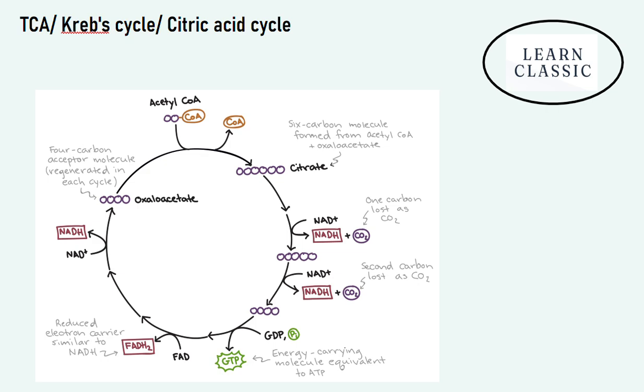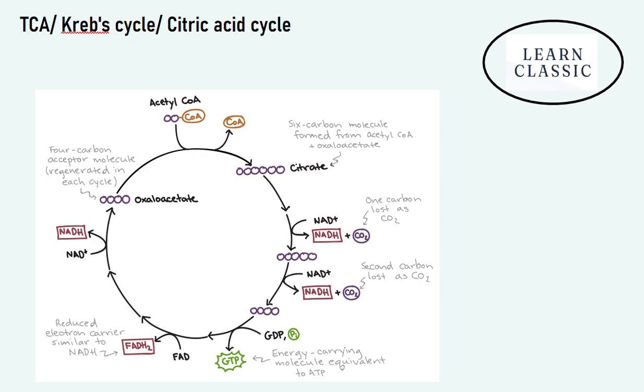The key enzyme is citrate synthase, which is inhibited by ATP, NADH, and citrate. Then we have isocitrate dehydrogenase, which is activated by ADP and inhibited by ATP and NADH. Then we have alpha ketoglutarate dehydrogenase, which is inhibited by ATP, NADH, and succinyl coenzyme A.